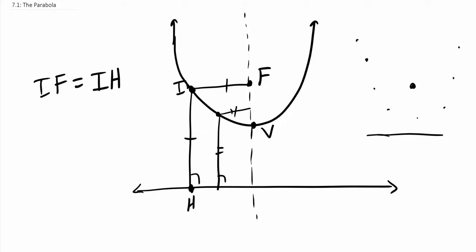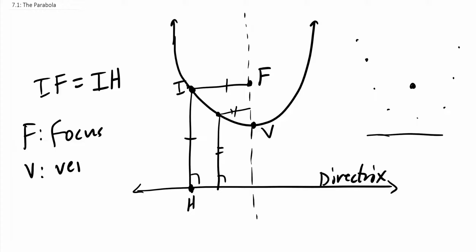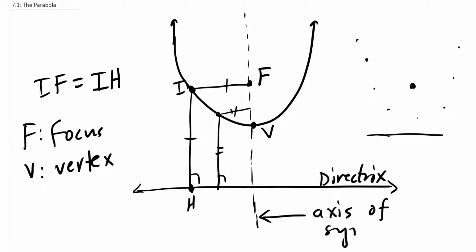So this line here is called the directrix. So this is the language for conics. F is the focus. V, we call it the vertex. And this line here, the line that splits the parabola in half, is called the axis of symmetry. Now, each conic has its own equation.